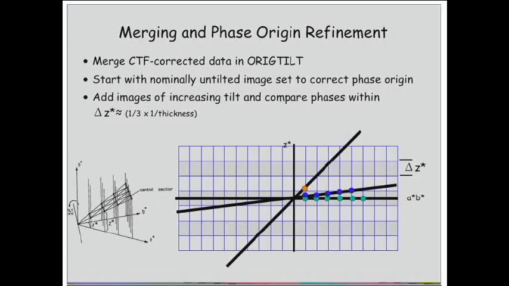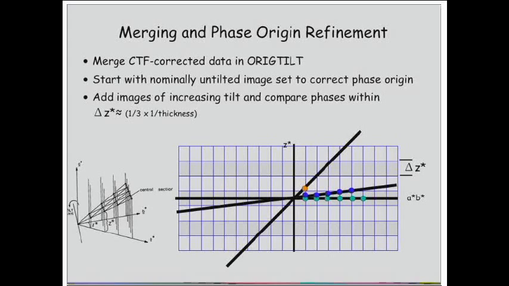And we have zones of Z star, for instance, approximately 1/3 of the reciprocal thickness. So let's take zones that are about 1/3 of the reciprocal thickness and assume that any Z star values within those zones are identical. So that means that all the phases can be compared between the untilted and this tilted crystal within this zone here. So we can compare all these phases and try to merge them to the same phase origin.